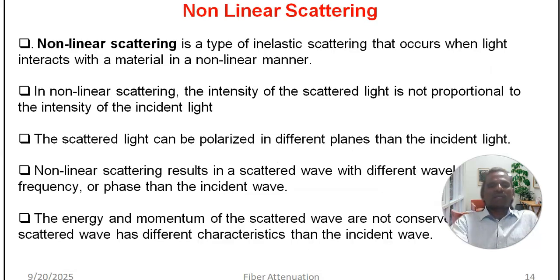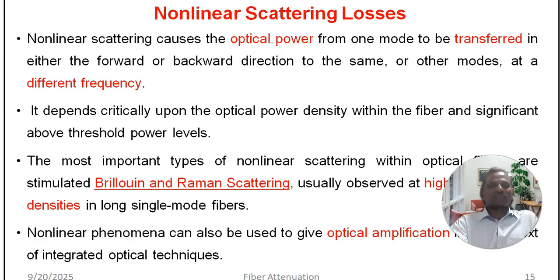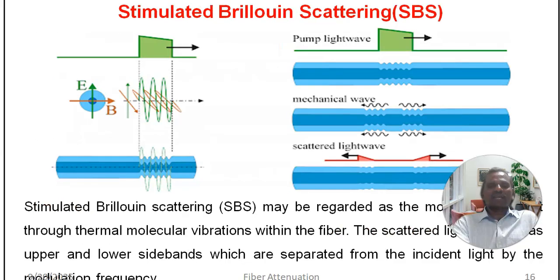which will be more in the forward direction. And next is nonlinear scattering, which is scattering that occurs when light interacts with particles, which is not proportional to the intensity of light. Here the wavelength, frequency, and phase will be different. So the energy and momentum in the scattered light will be conserved.